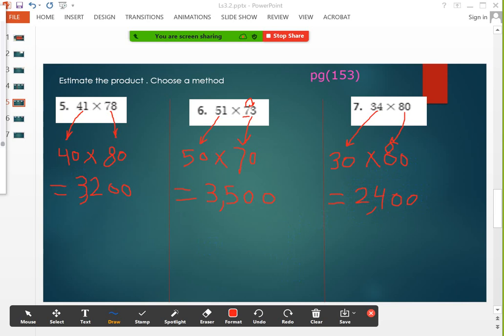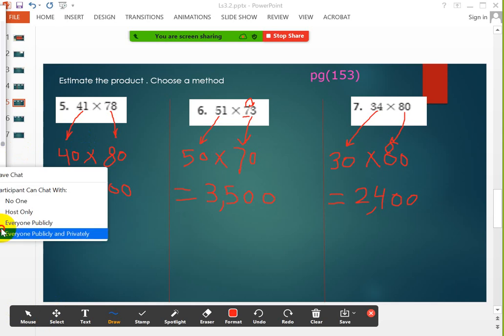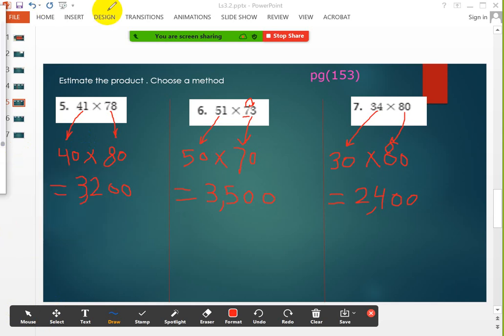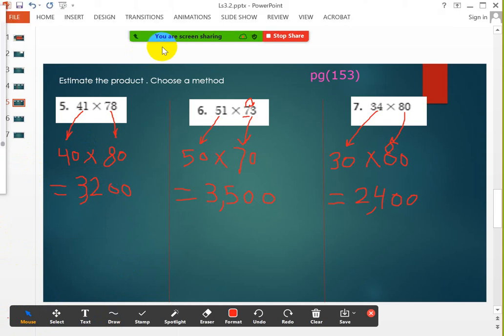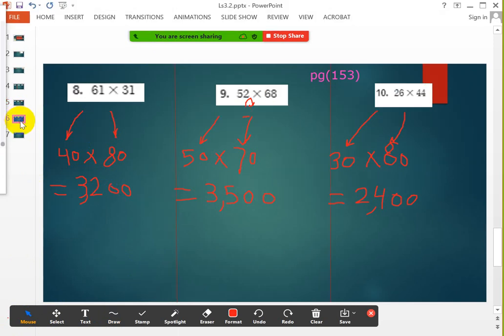Thank you so much, girls. I want you to focus on the multiplication table, please. Now, girls, if you finish those exercises, please type 1 in the chat if you finish writing. Okay, thank you so much. Let's move to exercises number 8, 9 and 10.